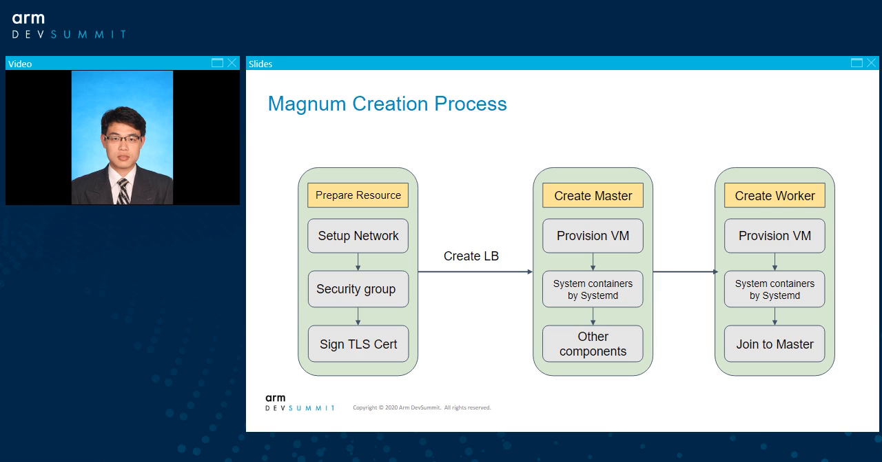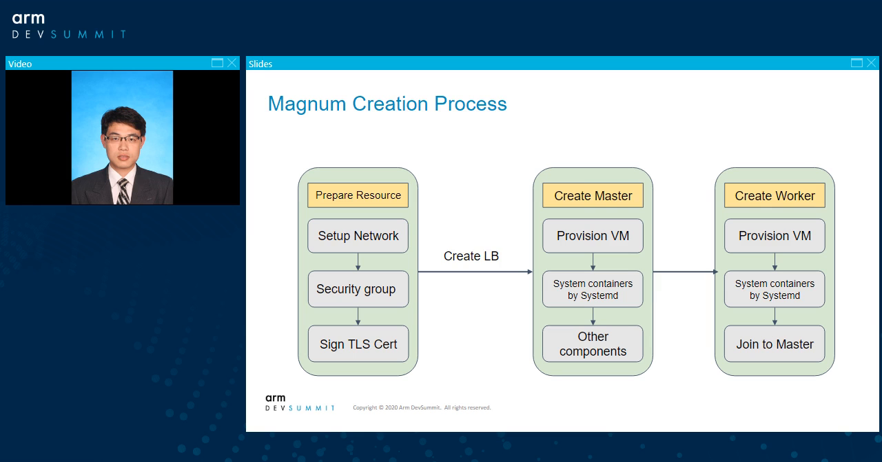And then is the creation of the master. The creation process is very simple. It will call OpenStack Nova to provision the virtual machine. After that, it will use the heat container agent to do what we want. Here we are using systemd to manage the containers. The containers are mainly for the Kubernetes components such as the API server or etcd. Each of the components is launched by systemd and Podman.